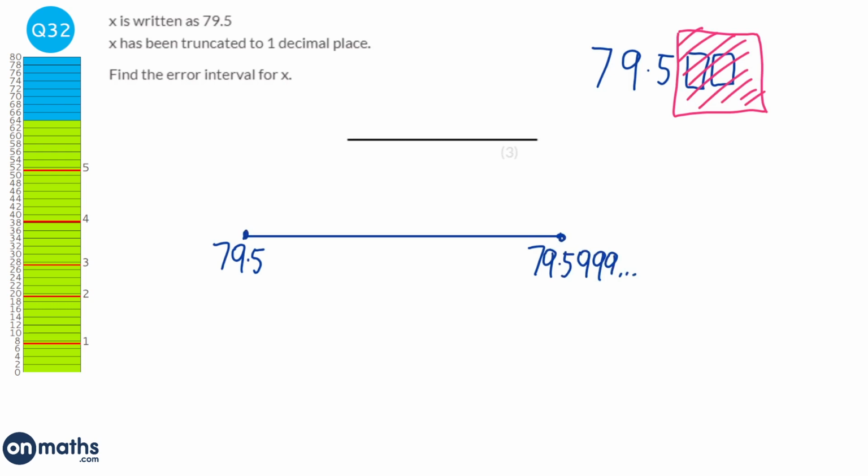So to do our error interval, the smallest it could have been is 79.5, and we'll call this x. But we're looking at any number that is less than 79.6. If it was 79.6, then when we cut it off, it would show as 79.6.